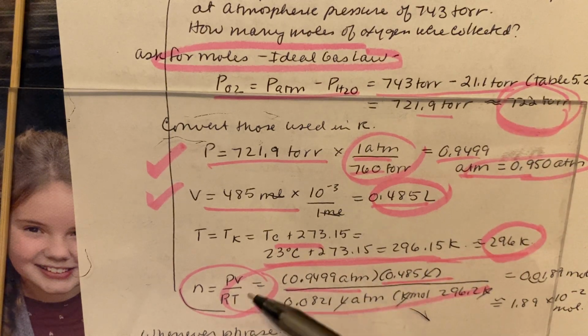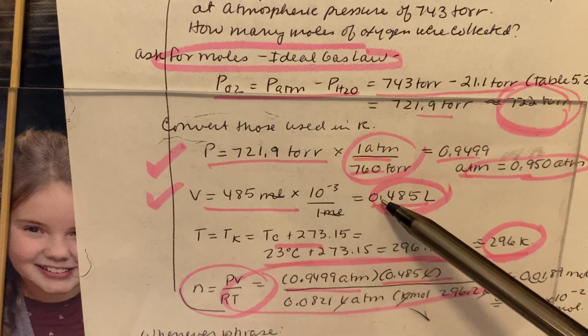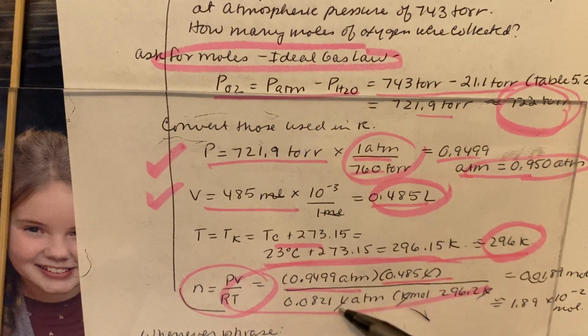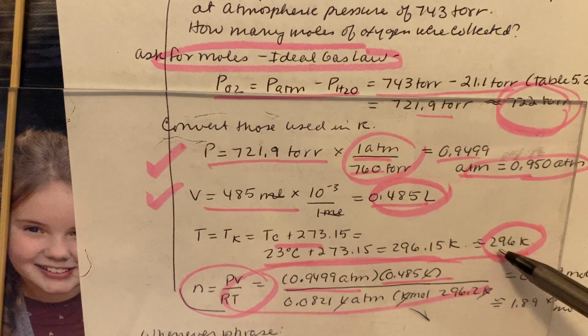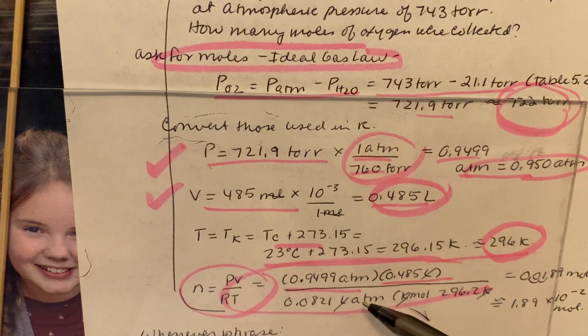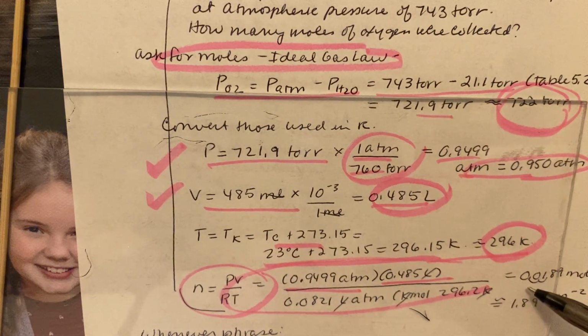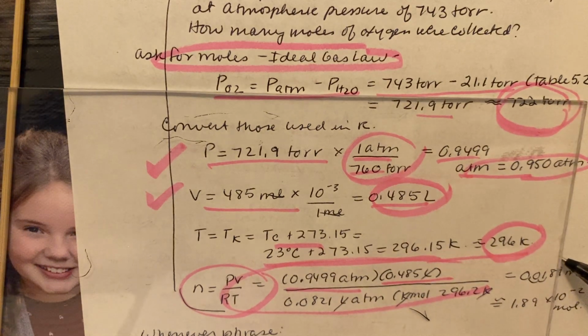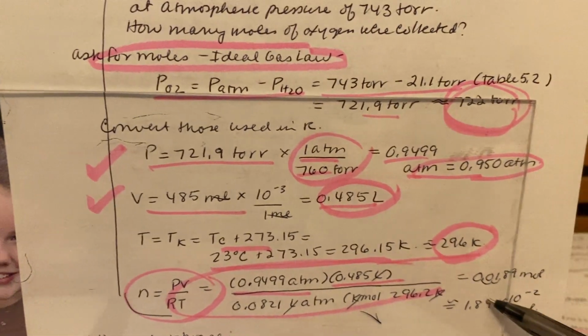The ATM, that's the pressure. The volume is 0.485, because we had to have it in liters. And then the R is this weird number that we have to put in here, 0.0821. That number is always the same. And then we're going to put in 296 kelvins, which is the T. So now we just cancel these all out, put this on the calculator, and we're going to get approximately 0.0189 moles.